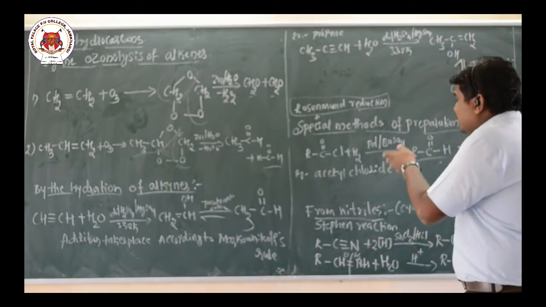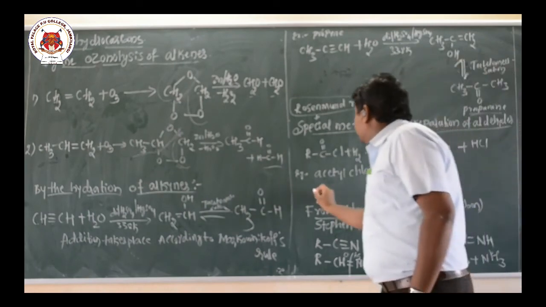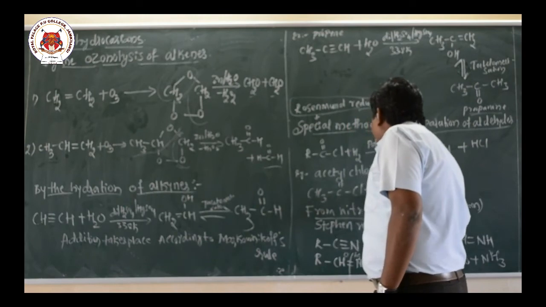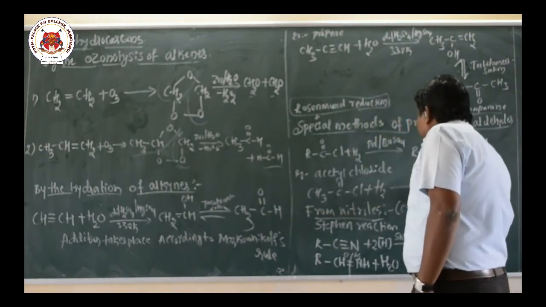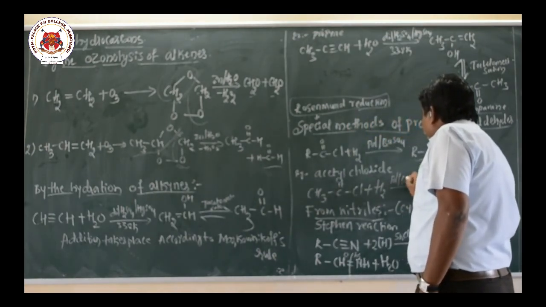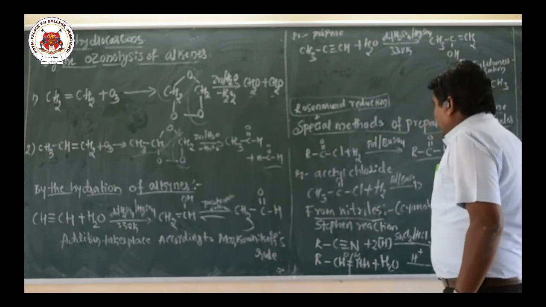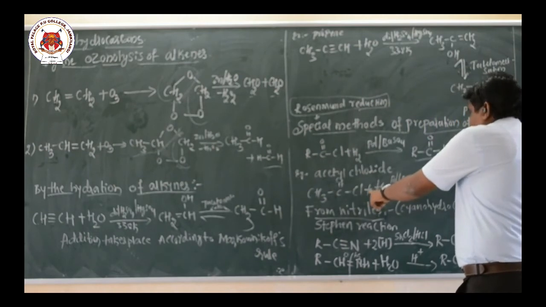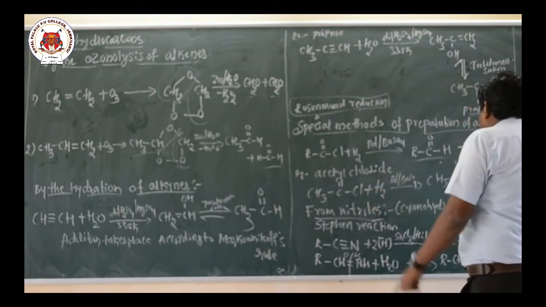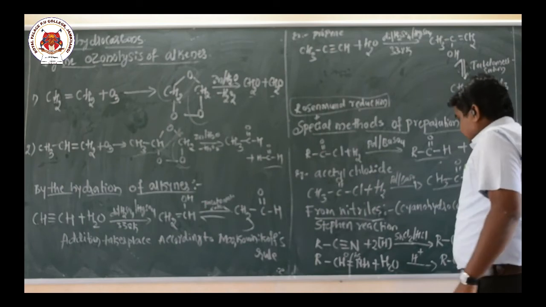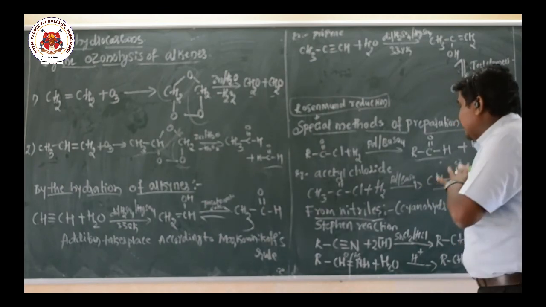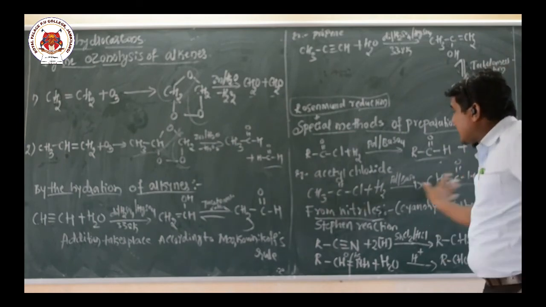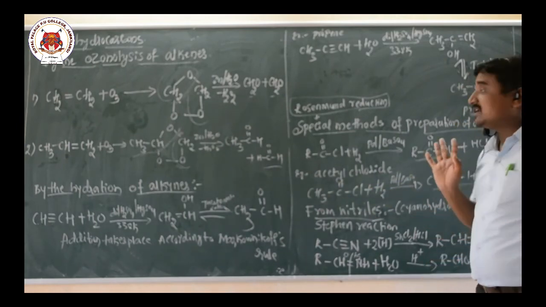Let me take one example, acetyl chloride, CH3, C double bond O, Cl. Acetyl chloride heated with hydrogen in presence of palladium supported over barium sulfate. Same thing here, CH3, C double bond O, H plus removal of HCl. So this is ethanal or acetaldehyde. The name of the product is ethanal or acetaldehyde. So this reaction is called Rosenmund reduction reaction.